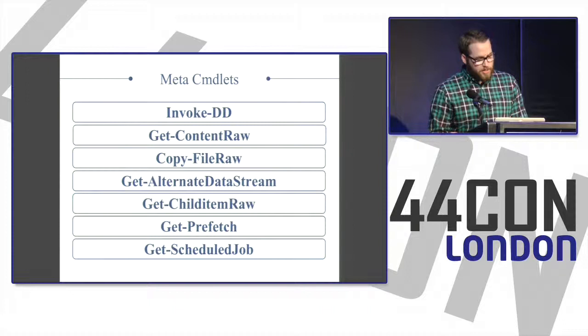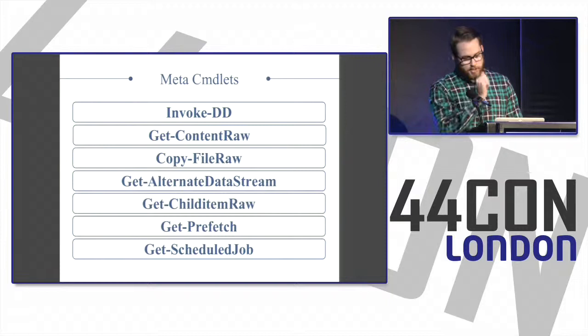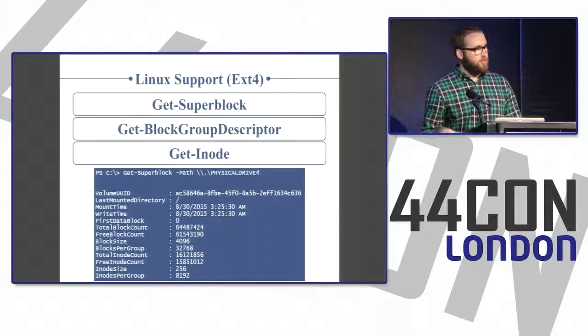Then there are things like alternate data streams, a very fast way to parse alternate data streams. Get-ChildItemRaw, which will basically do a directory listing without ever touching any of the files. Get-Prefetch, which parses out prefetch files, and Get-ScheduledJob, which parses out scheduled job files. There's also kind of impending Linux support. What I realized is that as long as you have access to a hard drive, you can parse obviously any file system that you want.